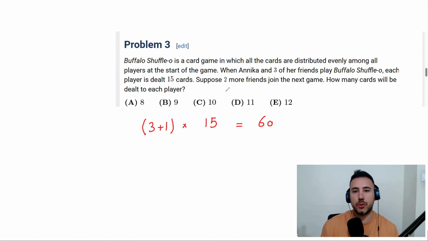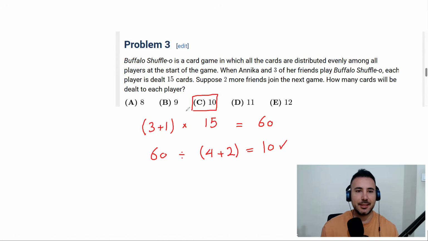So suppose two more friends join the next game. How many cards will be dealt to each player? So we still have 60. The number of players was 3 plus 1, which is 4, and two more players joined, so we now have 6 players. So how many cards to each player? That's going to be 60 divided by 6, which is 10. So this is the right answer.